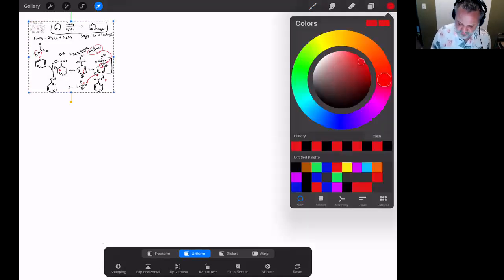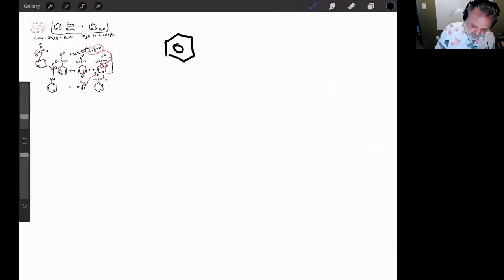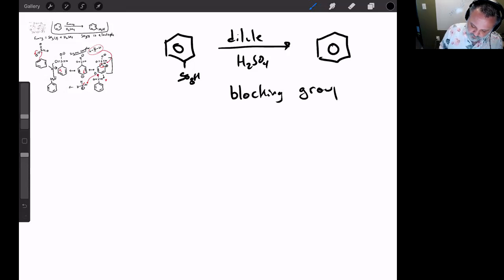Okay, so one of the things that this reaction is good for is that if I take a sulfonated benzene and I react it with dilute H2SO4, then I get the reverse reaction. I go back to benzene. Later, we're going to use sulfonation to install a blocking group in order to prevent a subsequent addition on the ring in a location where I want to then later install another group.